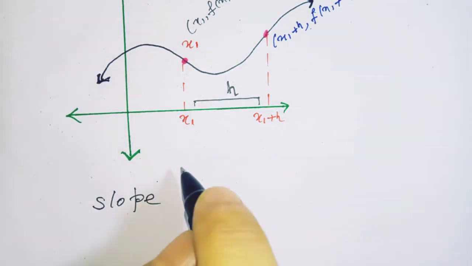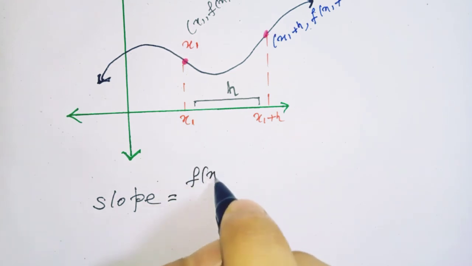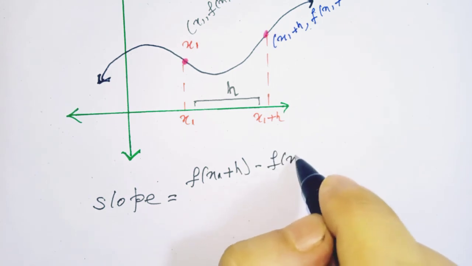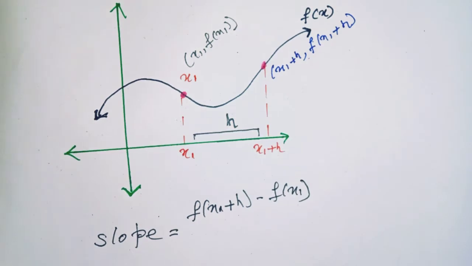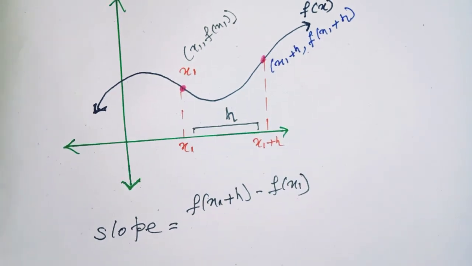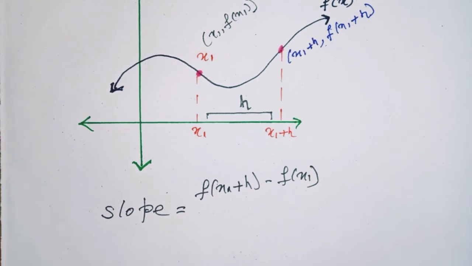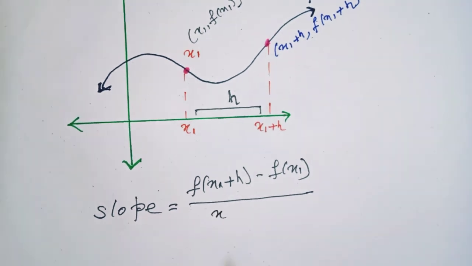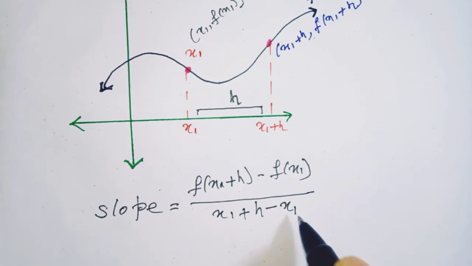So what is Y2 minus Y1? So what we do here is that we put in the values: F of X1 plus H minus F of X1, right? This one, F of X1 plus H, this one, minus F of X1, right? And whole divided by x1 plus h minus x1, right? So that part becomes quite clear.